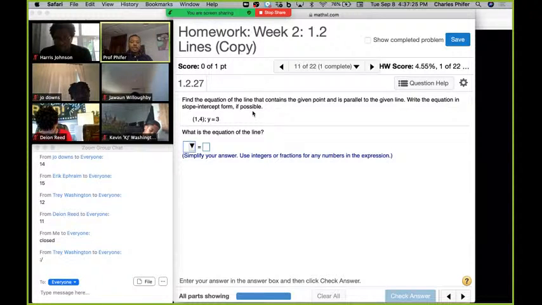Find the equation of the line that contains the given point and is parallel. Write the equation in slope-intercept form. The slope is there, so it's just going to be y equals what? 4, right?